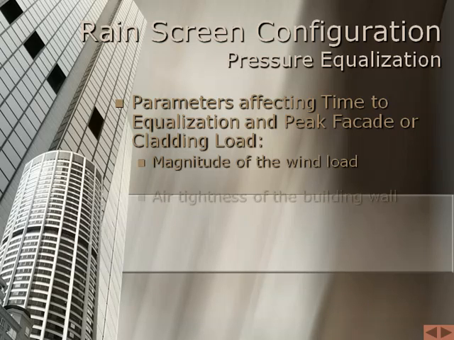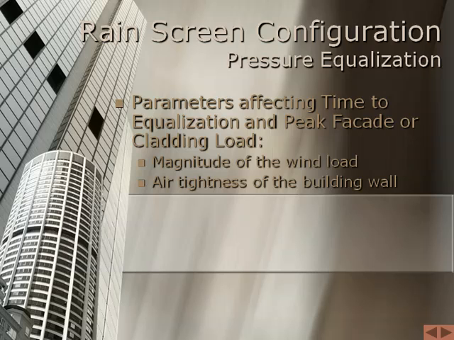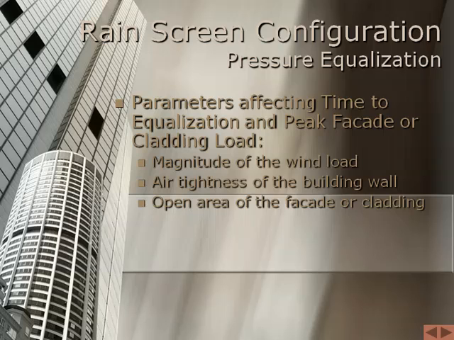The air tightness of the building wall. In order for wind loads to be effectively transferred, the air barrier must be as airtight as possible. The open area of the facade or cladding. The facade or cladding should be made less airtight than the air barrier by incorporating intentional openings or vents. The recommended area of the cladding openings is at least 5 times greater than the leakage area of the air barrier, but the larger the opening area, the shorter the time to reach pressure equalization.